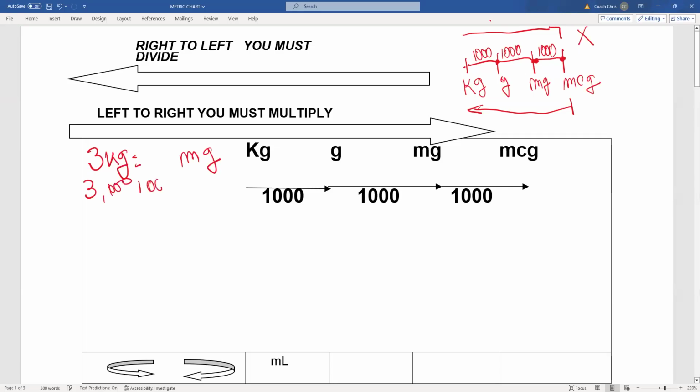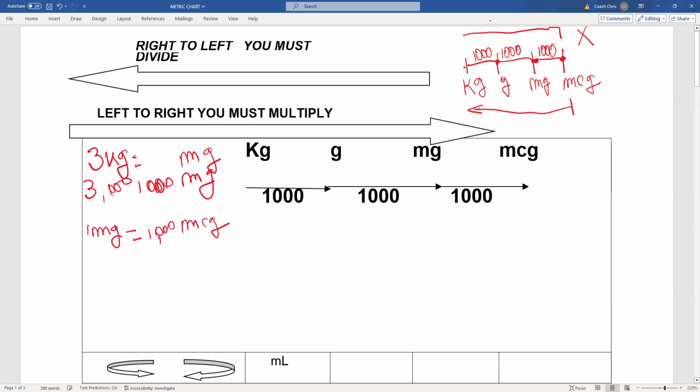You're going to have a 3 million milligram. All right. So what about 1 milligram equal how many microgram? So I know right here, I got 1 milligram. Milligram to microgram. Do you divide or you multiply? You multiply by what? By 1,000, because there is only 1,000 between the milligram and the microgram. So 1 milligram equal what? 1 milligram equal 1,000 microgram.